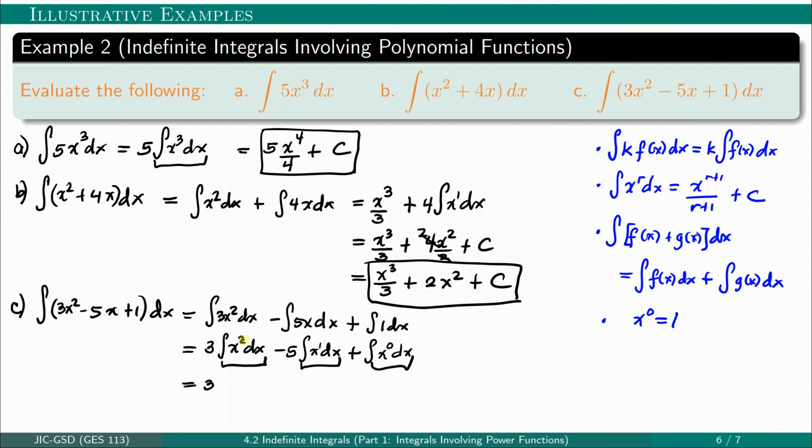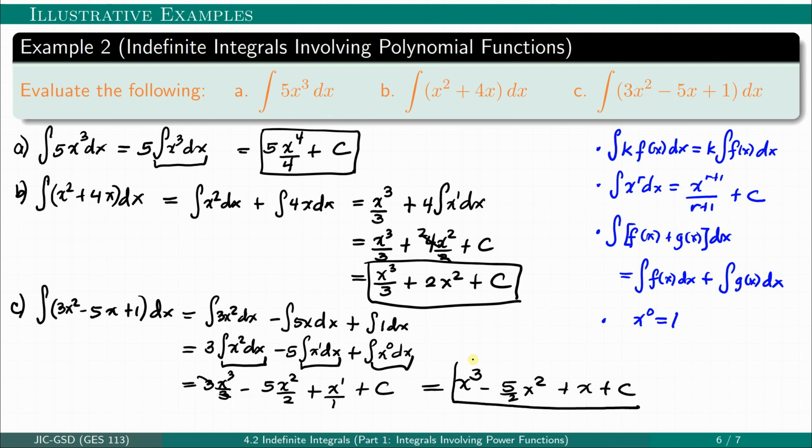This will give us 3 times the integral of x squared dx, which will be x cubed over 3, minus 5 times the integral of x dx, which will be x squared over 2, plus the integral of x raised to 0. That will be x raised to 1 over 1 plus c. We can rewrite our final answer as x cubed minus 5 over 2 x squared plus x plus c.